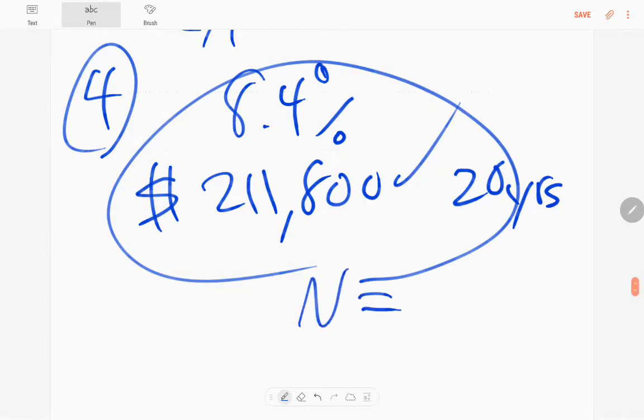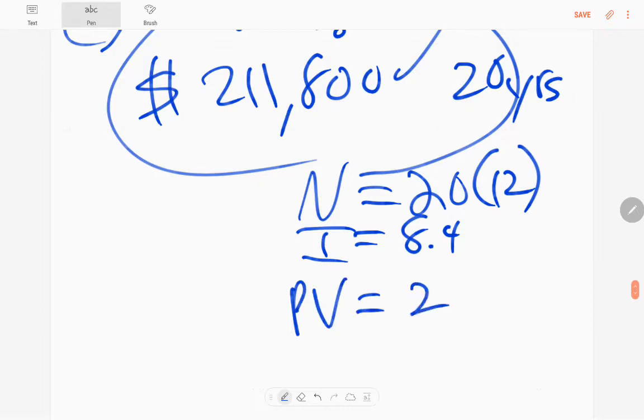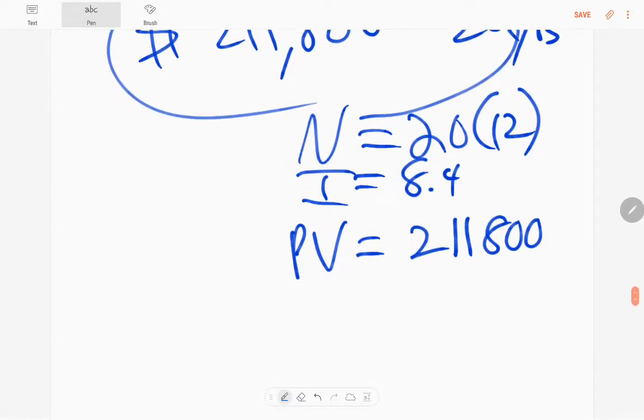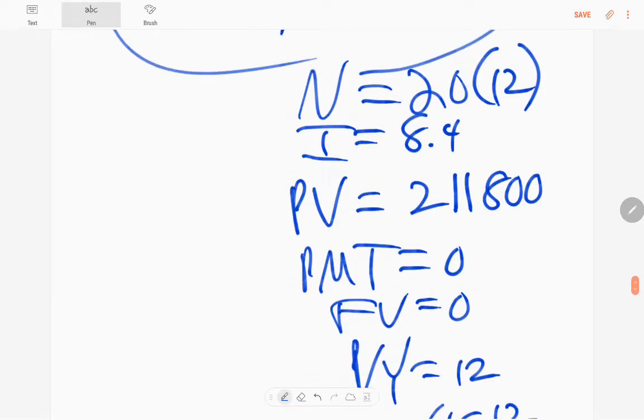So solver. Well, 20 years monthly is the N. 8.4% is the I. Present value, remember in a loan problem, your present value is the amount borrowed. And this is definitely a loan problem, a mortgage problem. But we're looking for the payment, so zero it out. And this is a loan problem, so the future value should be 0. And as usual, the last two should be 12s. It's not always 12, but on these mortgage problems, it almost always is.